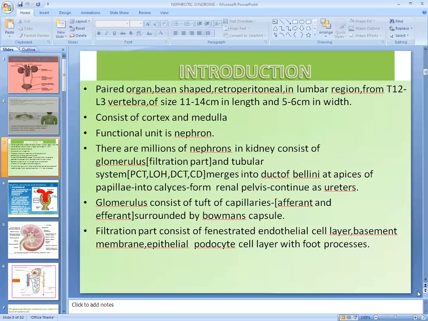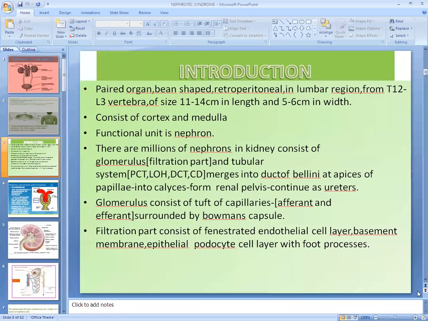The glomerulus consists of tuft of capillaries, that is afferent and efferent, surrounded by Bowman's capsule. The filtration part consists of fenestrated endothelial cell layer of the capillary, the basement membrane of the capillary, and the epithelial podocyte cell layer around that with foot processes. So endothelial cell, basement membrane, and epithelial podocyte cells with foot processes, these three constitute the filtration part of your kidney.